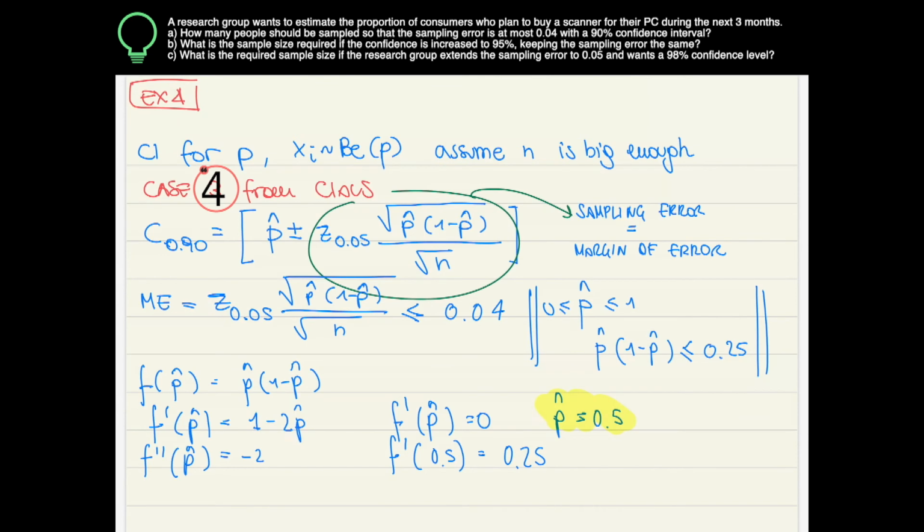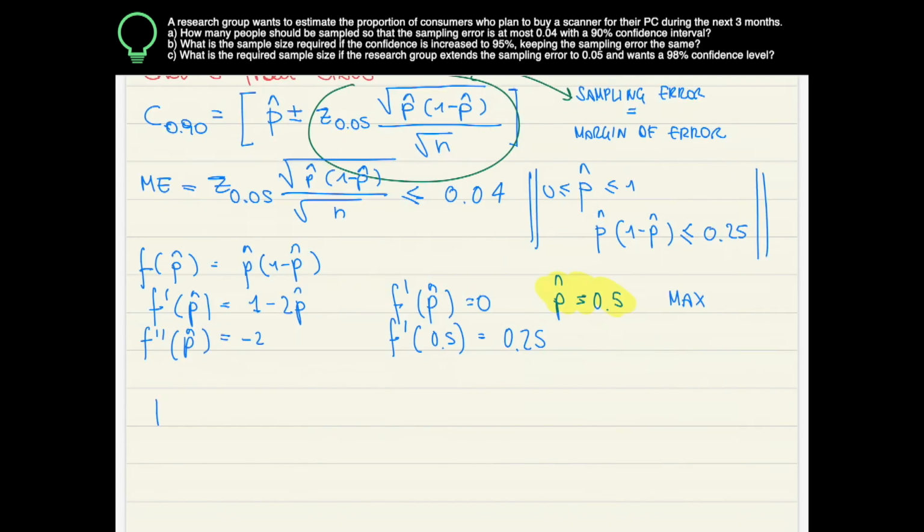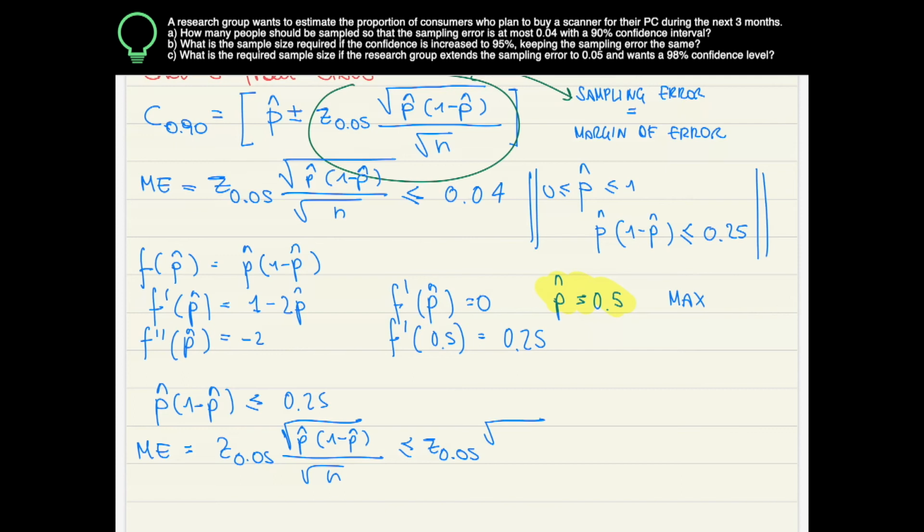In this point, p hat times 1 minus p hat is a maximum. Therefore, p hat times 1 minus p hat will always be lower than the maximum achieved by this function, which is achieved at 0.25. So, going back to our problem, the margin of error, which is z 0.05 times the square root of p hat times 1 minus p hat over n, is always lower than z 0.05 times the square root of 0.25 over n. And we will set this to 0.04. In this way, we are sure that the margin of error is lower than 0.04.